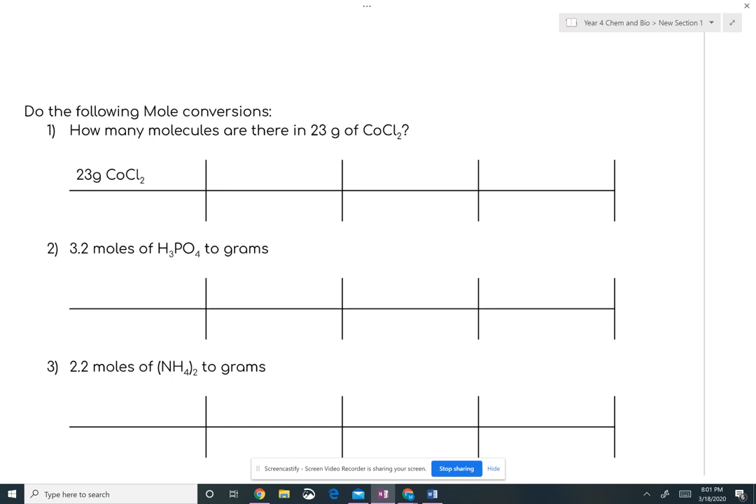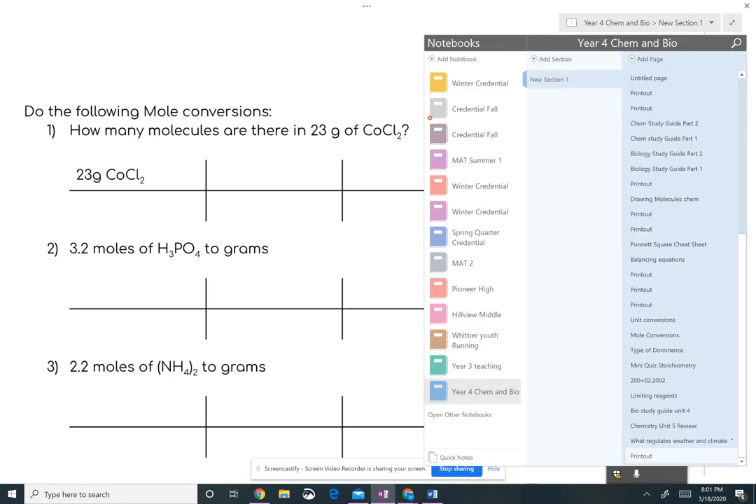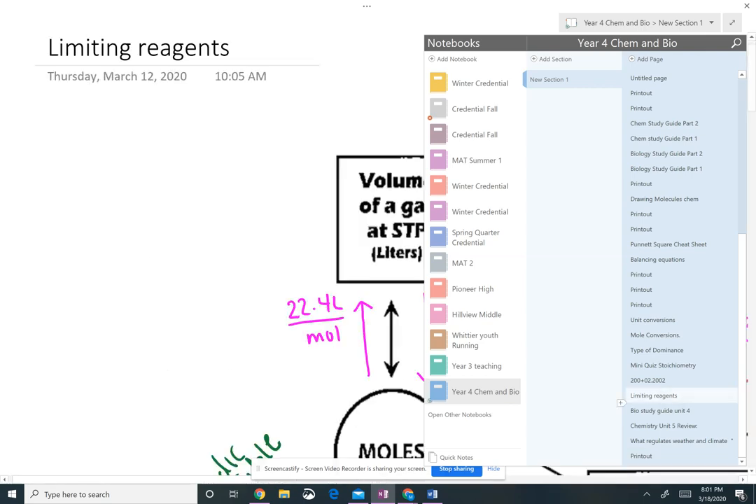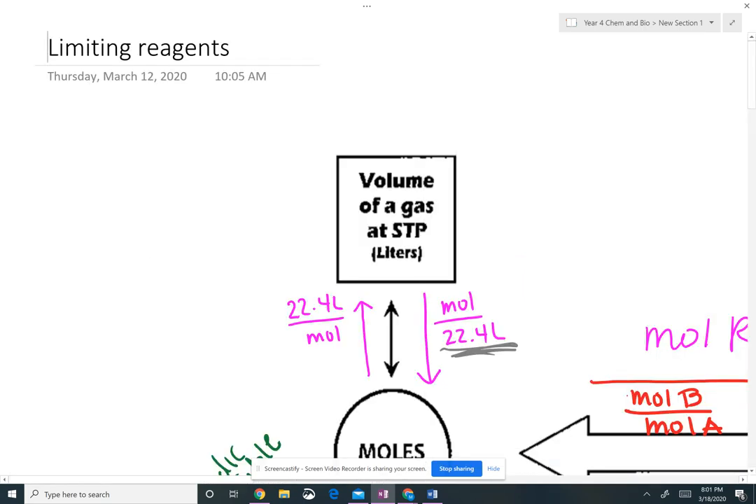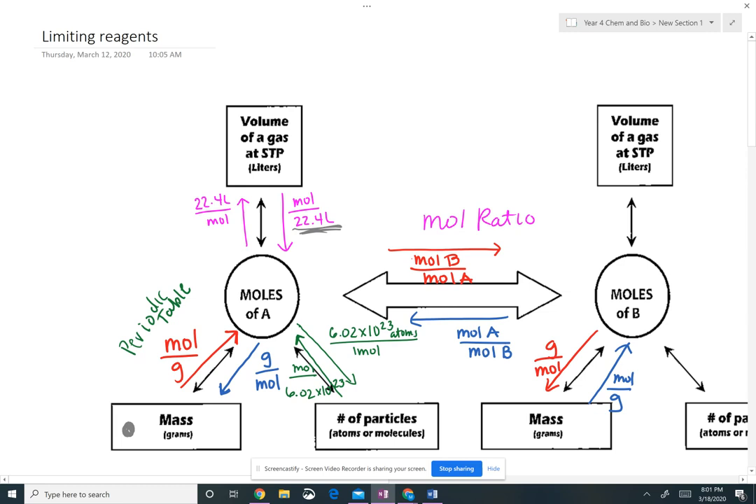For the first problem, what I want to reference is the chart that I showed you last time. Last time we talked a little bit about limiting reagents and mole conversions. Let me just find my page. So we talked about basically this chart and how this chart works, right?